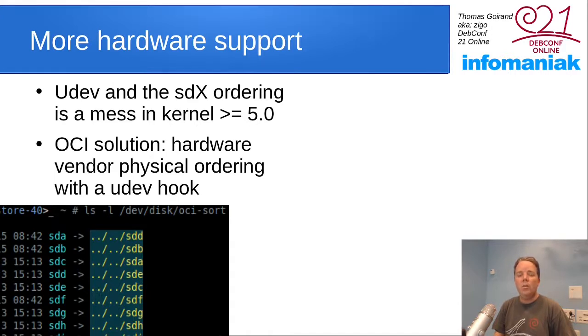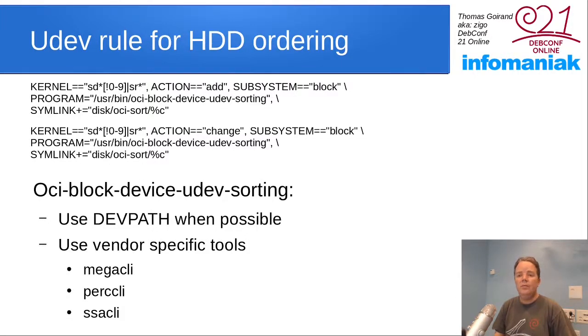The way we worked around the problem is by creating and maintaining a /dev/disk folder containing symlinks to the currently used disk name, according to what it should be based on the hardware. So this is a UDEV rule for ordering that is maintained through the OCI block device UDEV sorting script. That script receives a dev path variable, which is parsed and used to create the symlinks in the folder. That script uses vendor-specific tools like MegaCli, PercCli, SSACLI. And thanks to these tools, we're able to say where physically a device is connected. For example, if you have a 2U server with hard drives in front, then the first drive we may call sda, and this is how the link will be called in the OCI sort folder.